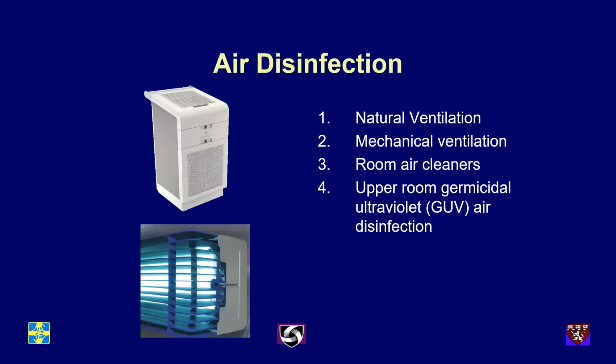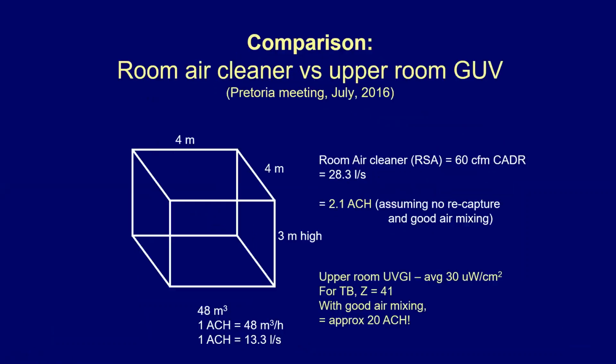Room air cleaners, and finally, although I put this at the top of the list after natural ventilation, is upper room germicidal ultraviolet air disinfection. And here is one such fixture intended for the wall with these louvers keeping the UV lamp light above the eye levels of people below.